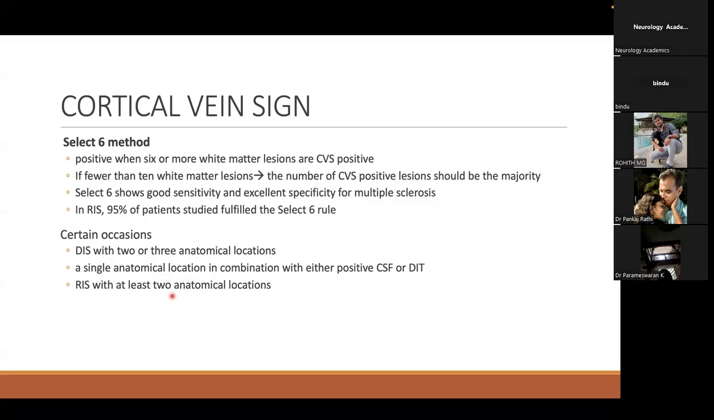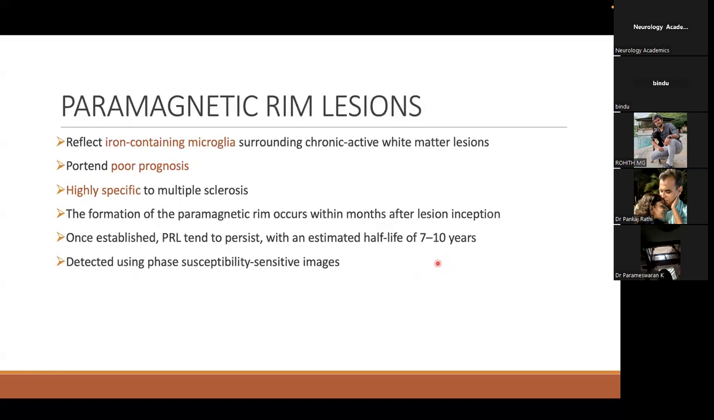And also, if there is a single lesion in a single anatomical location with central vein sign, if CSF positivity or dissemination in time is there, we can diagnose it as MS. So that is the relevance of the central vein sign.